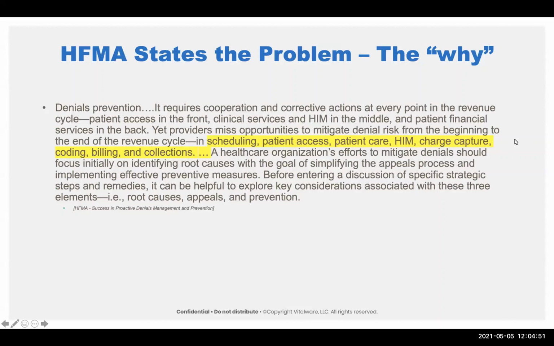So, overview of charge capture. First of all, HFMA in one of their articles a while ago said, and this is just a snippet from it, that denial prevention requires corrective actions at the point of the revenue cycle: patient access, clinical services, HIM, patient financial services, and in scheduling, charge capture, coding, and billing. So again, charge capture isn't just putting the charge in. Charge capture is a big world of stuff around it.